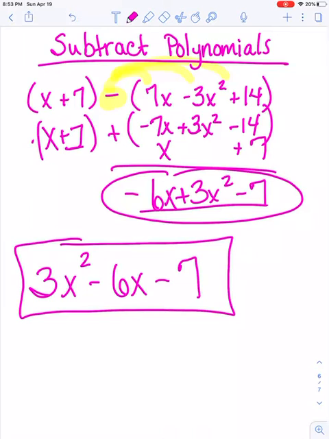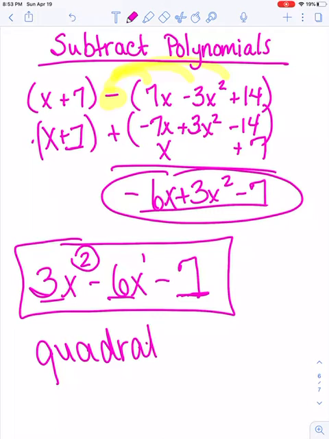And just for funsies, let's give it a name. It is a trinomial. It has 1, 2, 3 terms. And the highest degree, this one has 2, this has 1, this one has none. The negative 7 has none. So we know that it is a second degree trinomial. But do we call it a second degree? No, we call it a quadratic trinomial.